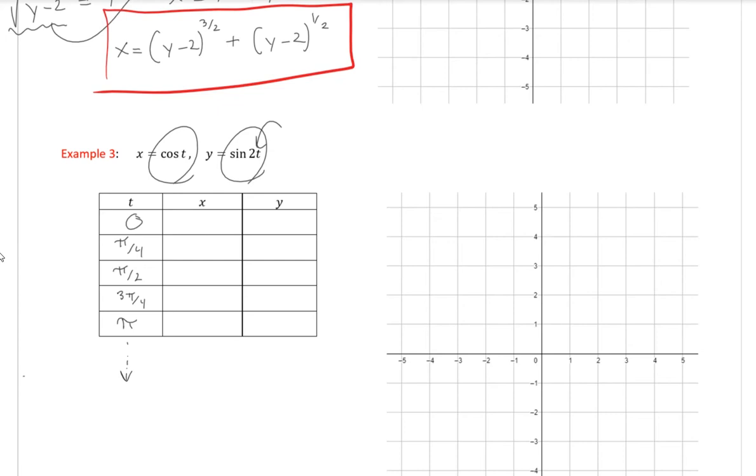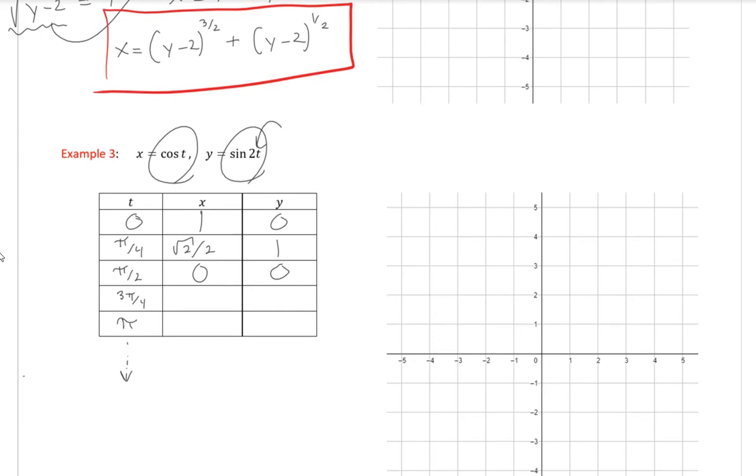If I plug in 0, cosine of 0 is 1. Sine of 2 times 0 is still 0. Cosine of pi fourths, that's root 2 divided by 2. Sine of 2 times pi over 4, which is sine of pi halves, that will give you 1. Cosine of pi halves is 0. Sine of pi halves times 2 is pi, which is 0.